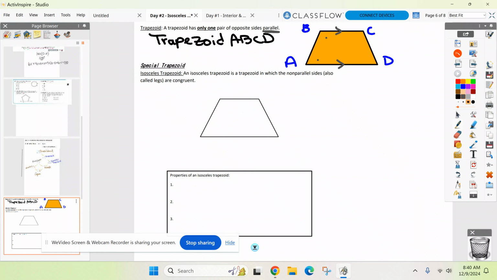You ready to go to the souped up version, version 2.0? The isosceles trapezoid. This will be isosceles trapezoid EFGH. EFGH, so go ahead and appropriately label that one for me. Doesn't matter if it matches mine or not.